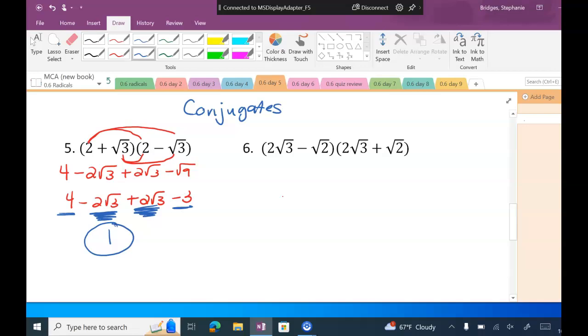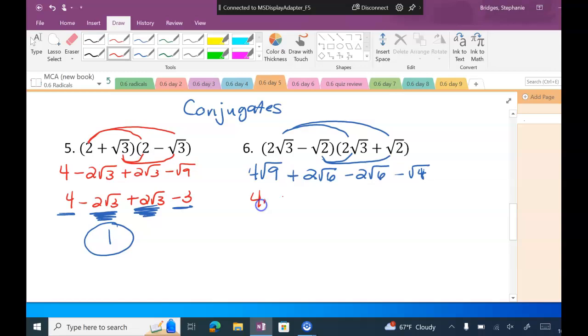So if we do the same thing for 6, 2 square roots of 3 times 2 square roots of 3 is 4 square roots of 9. 2 square roots of 3 times the square root of 2 is a positive 2 square roots of 6. Negative square root of 2 times 2 square roots of 3 is a negative 2 square roots of 6. And negative square root of 2 and a positive square root of 2 gives me a negative square root of 4. I'm going to simplify my perfect squares first.